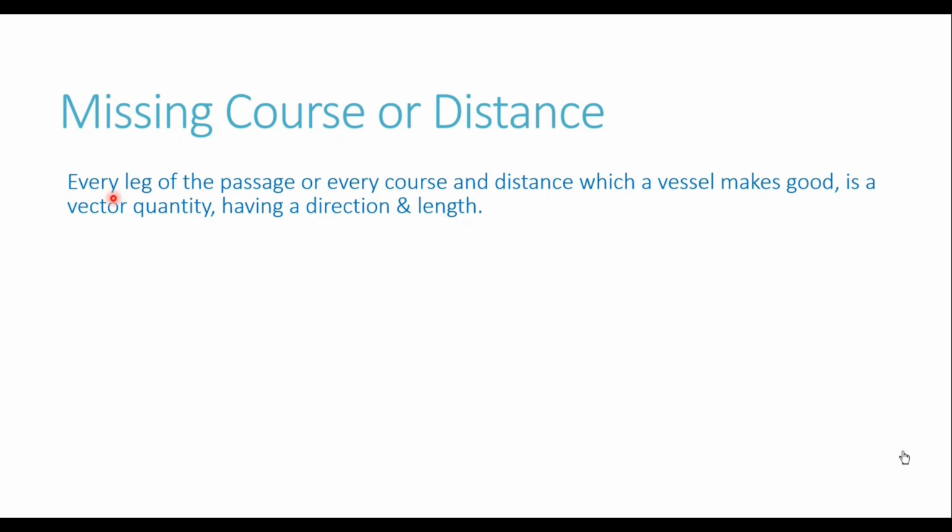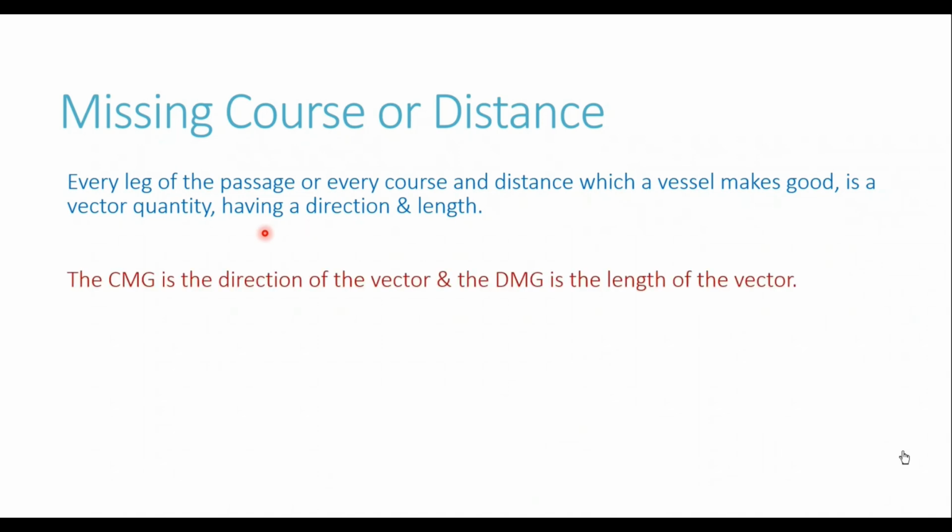Now, every leg of our passage, or every course and distance which the vessel makes good, is a vector quantity, as it has a direction as well as a magnitude or length. Now, in case of a leg of a passage, the course made good is the direction of the vector, and the distance made good is the length of that vector.